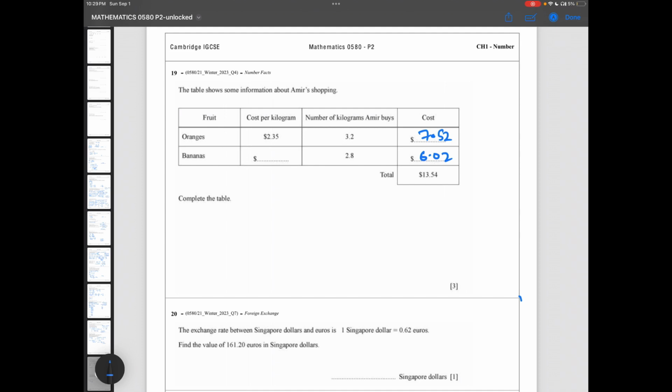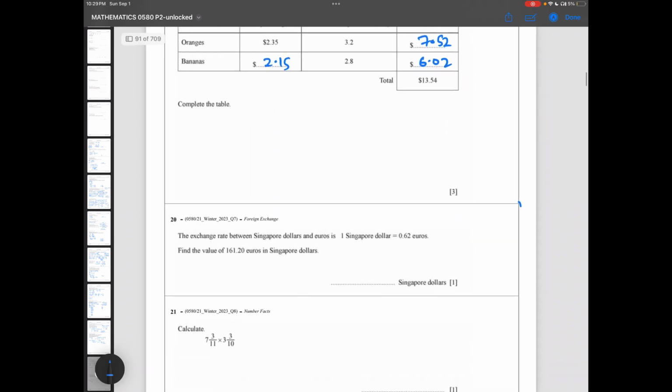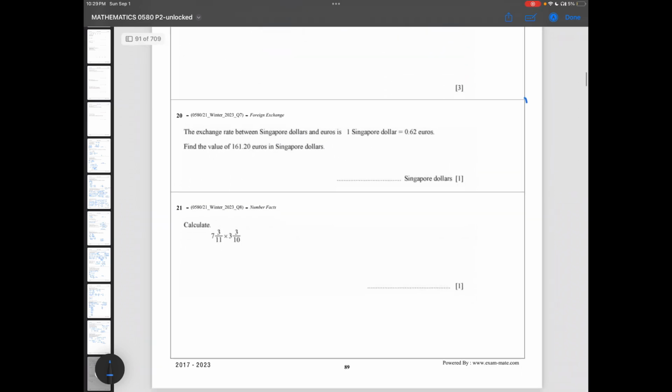To get the cost per kilogram of bananas, we need to divide 6.02 by 2.8. So 6.02 divided by 2.8 is equal to 2.15. This is the cost per kilogram of banana. Okay, we were supposed to complete the table and we just did that.